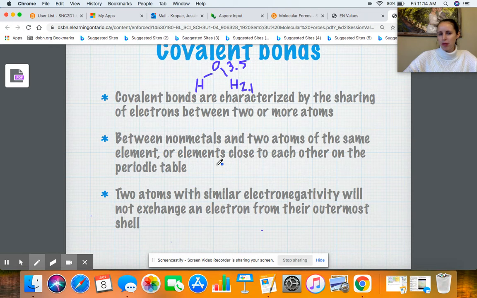I'm sure some of you might have the question now, well, why don't metals form covalent bonds? Why don't metals, which are also close to each other on the other end of the periodic table, form covalent bonds? I will answer that question in grade 12. In grade 12, we'll talk about metal-metal bonding. Right now, we're only talking about the other side, nonmetals. And nonmetals are close to each other. They have similar electronegativities, so that means they're going to share electrons. So two atoms with similar electronegativities will not exchange an electron, so they won't steal an electron from their outermost shell. They'll instead share that electron.